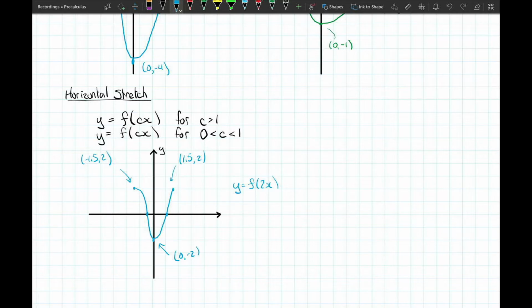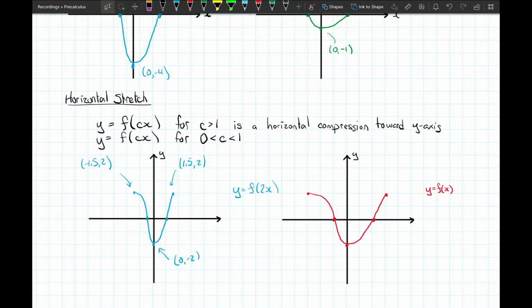Now, what about if we have c being between 0 and 1? Well, here is our original function, y equals f of x. And now let's manipulate that a little bit. What if we were to change this to y equals f of 1/2 x? Well, that just means that from the original graph here, if we want to have the same y-coordinate as any of these points, the new x-coordinate needs to be twice as large.